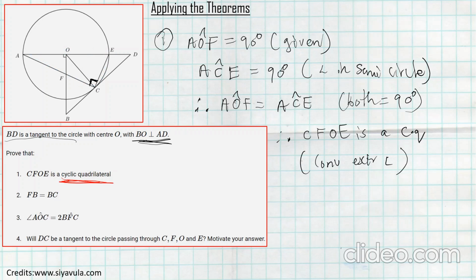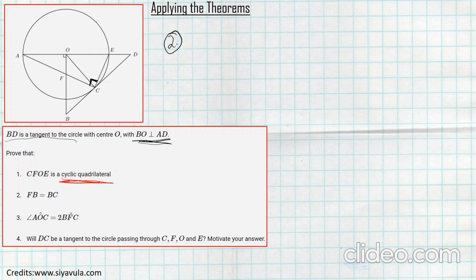Okay, let's now go to number 2. In number 2, they want you to prove that line FB is equal to line BC. In other words, they want you to prove that FB, this one, is equal to BC. Prove that this one is equal to this.